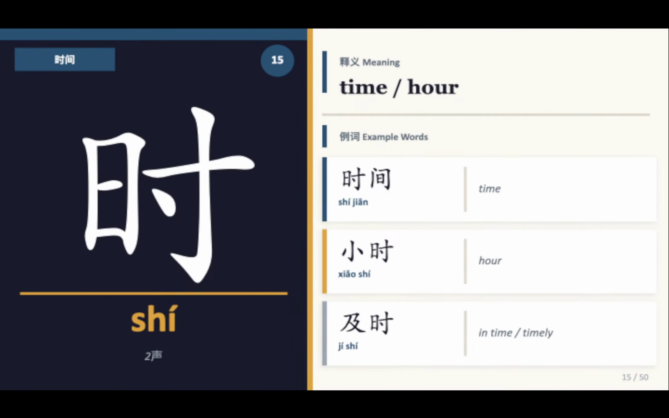Okay, 那么下一个我们有什么？下一个是时 which means time or hour. And we have 时间. 时间 is time. 小时. 小时 is hour. 及时. 及时 is in time or timely.